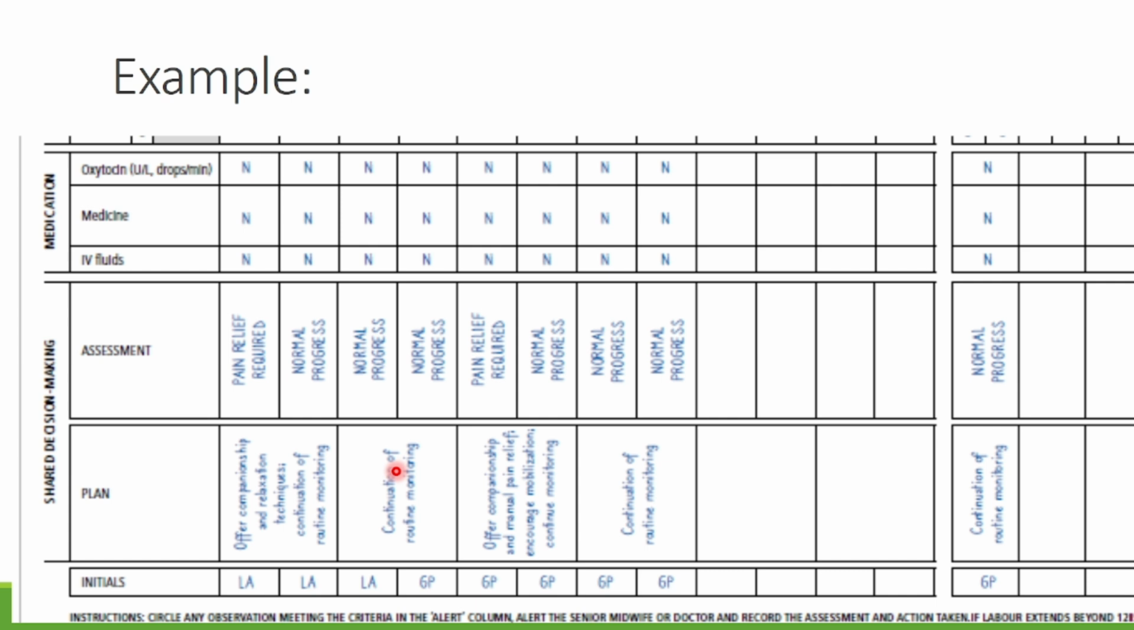Let's go back to the other example. For example, no oxytocin, she has spontaneous labor, no medication, no IV fluid given. Even when she transferred to the second stage, it remained no. Pain relief is required here. Normal progress, normal progress, normal progress. We write this assessment at the time of each examination. What about the plan here? Offer companionship, for example, continue routine observation, everything is well.